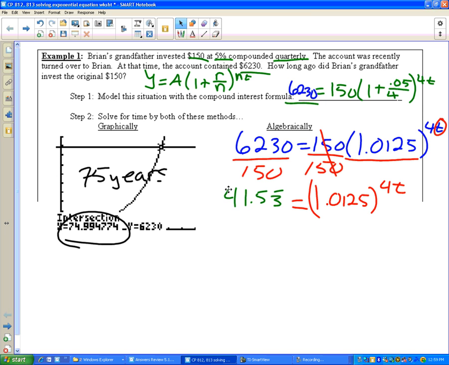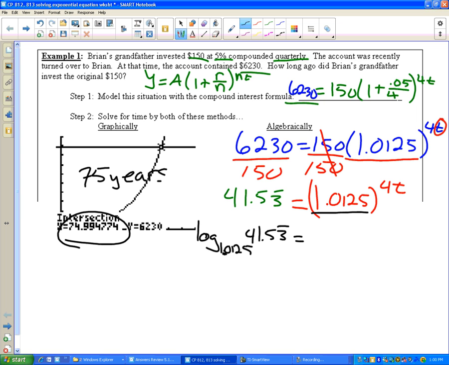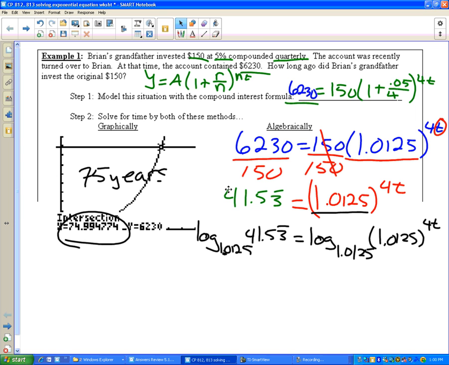Now I need to do my log. My base is still 1.0125. So log base 1.0125 of 41.53 repeating is equal to log base 1.0125 of 1.0125 to the 4t power. Wow! Look! My log and my exponent cancel each other out. So on my right side, I have 4t.